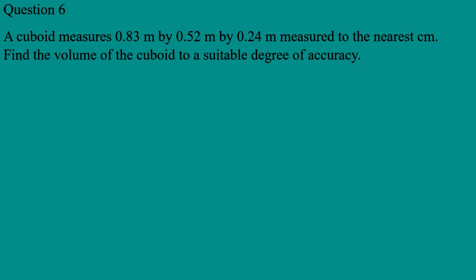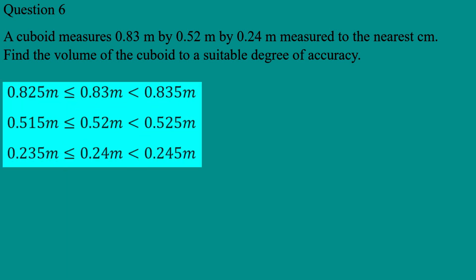You need to work out an upper and a lower bound for the volume, and then see if they agree to a particular number of decimal places or significant figures. If they do, then this is the volume of the cuboid to a suitable degree of accuracy. The length, width and height of the cuboid have each been rounded to the nearest centimeter, or 0.01 meters. To find the upper and lower bound of the volume, we first need to write down the error intervals for the length, width and height.